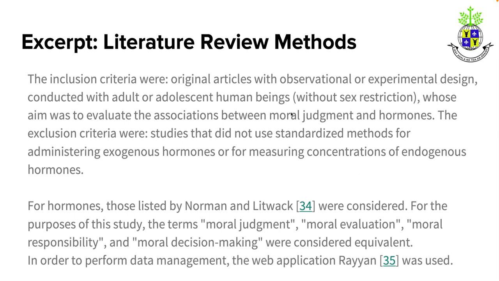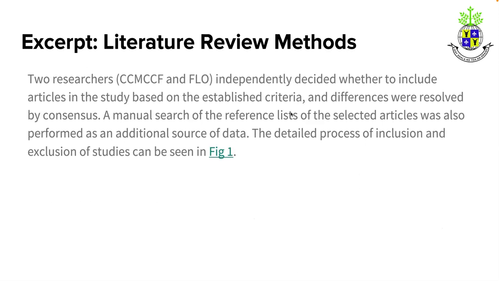And then they say, okay, so what do we count as hormones? We've used a list from Norman and Litwack. And then the 34 would show you the particular source. So for the purpose of this study, they took 4 different ways of writing things and said, okay, that's basically the same thing: moral judgment, moral evaluation, moral responsibility, and moral decision making. And they used a particular program to help with managing this. It's called Rayyan, and the reference will show you how to access that.